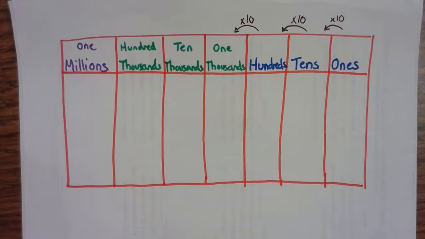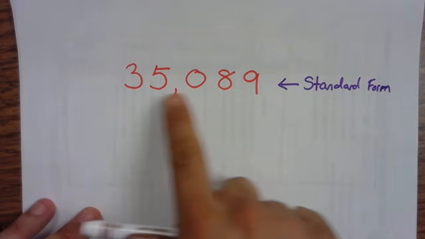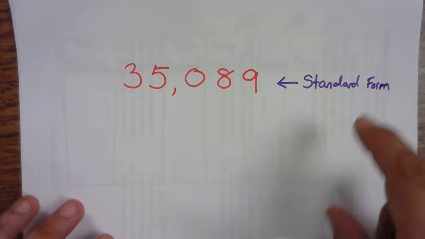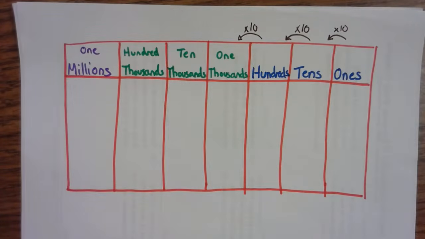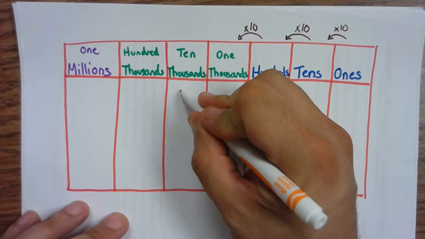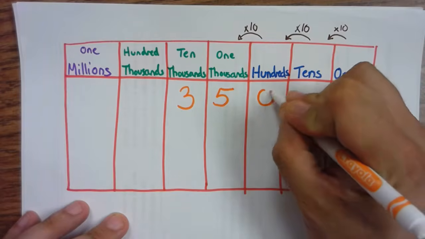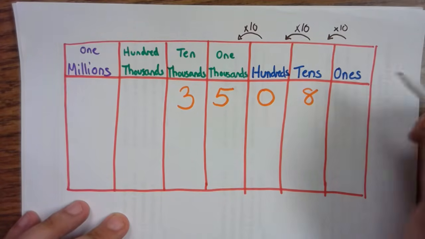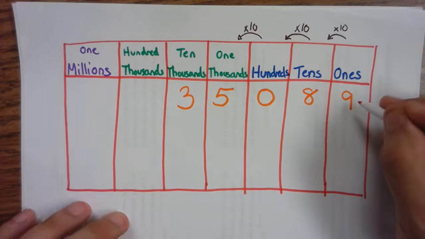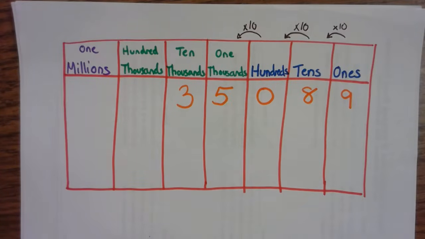We can use this to help us out because although we know this number, 35089, in standard form, this can help us to put it into word form. So I'm just going to write in the number that we were working with here, and that's 3 10,000s, 5 1,000s, 0 hundreds, 8 tens, and 9 ones. So I already have from before the standard form. If I want to put this into word form, really all I need to do is read it out loud. I need to read this number and I need to understand how to say it using words.